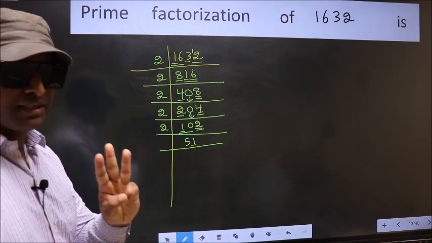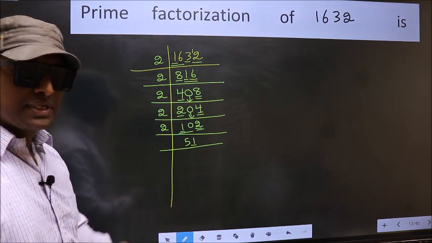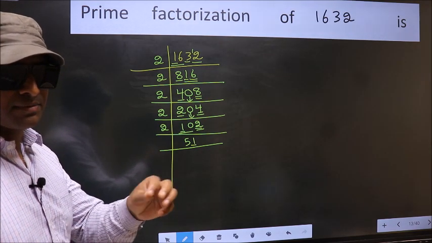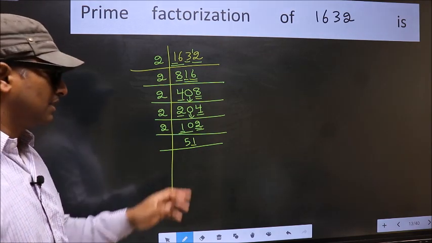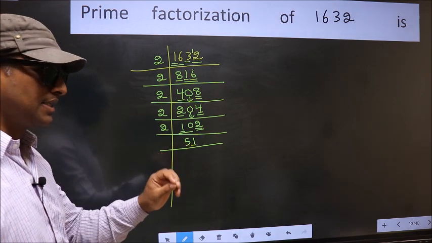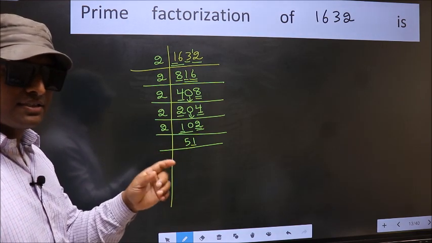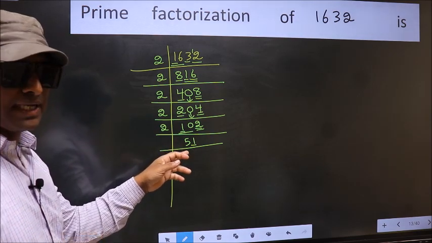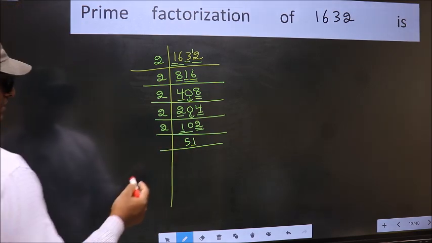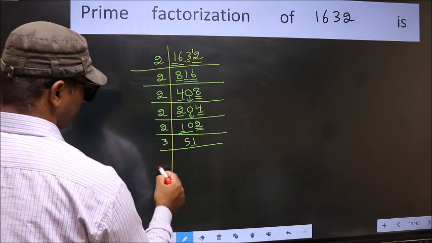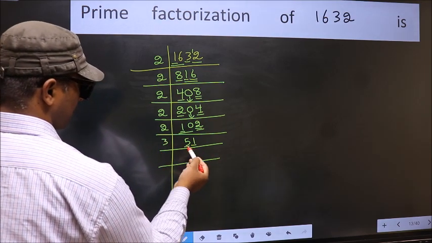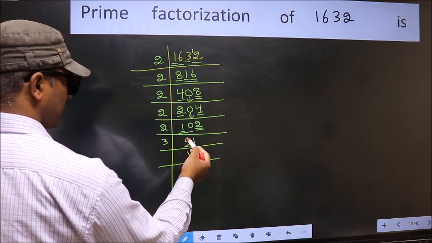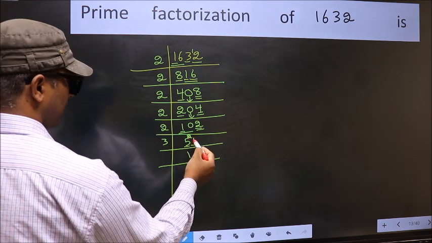Next prime number 3. To check divisibility by 3, for that we should add the digits. What I mean is 5 plus 1 is 6, and 6 is divisible by 3. So this number is also divisible by 3. So you take 3 here. First number 5, a number close to 5 in the 3 table is 3 1s are 3. 5 minus 3 is 2, 2 carried forward, 21.